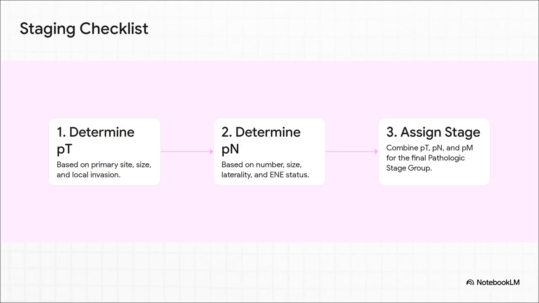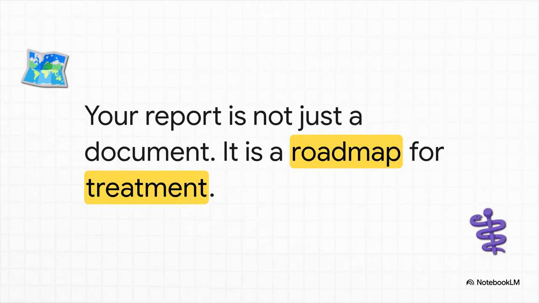So you just have to be methodical. Step 1, figure out the final pT using the site, size, and all those invasion patterns we talked about. Step 2, determine the pN based on the number of nodes, their size, which side they're on, and of course, that all-important ENE status. And step 3, you combine pT, pN, and M for metastasis, and boom, you have your final pathologic stage group. So when you boil it all down, what's the big takeaway here?